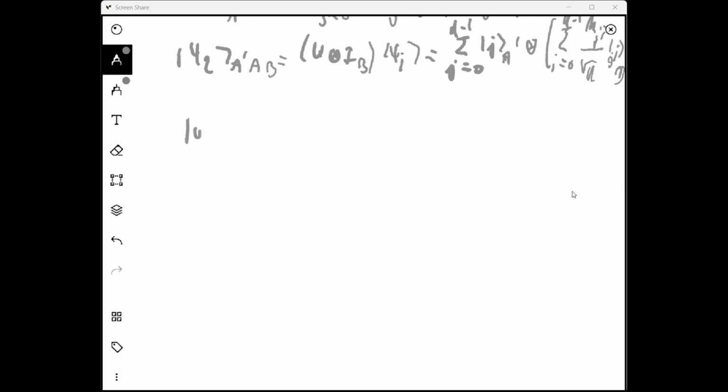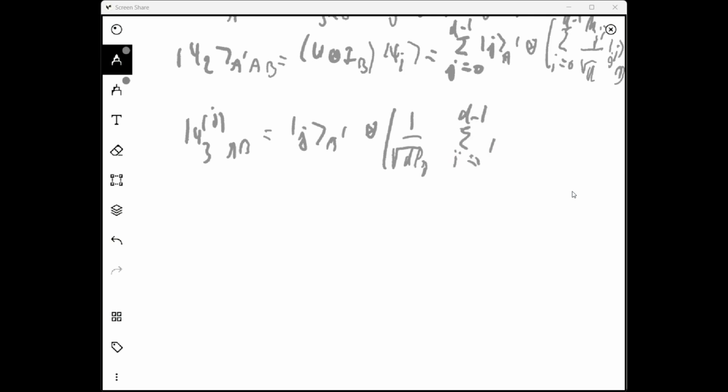So we have the state equal to |g⟩ of A prime, tensor 1 over the square root of p_g, times the sum of i equals 0 to g minus 1 of M_gi |g i⟩_AB.